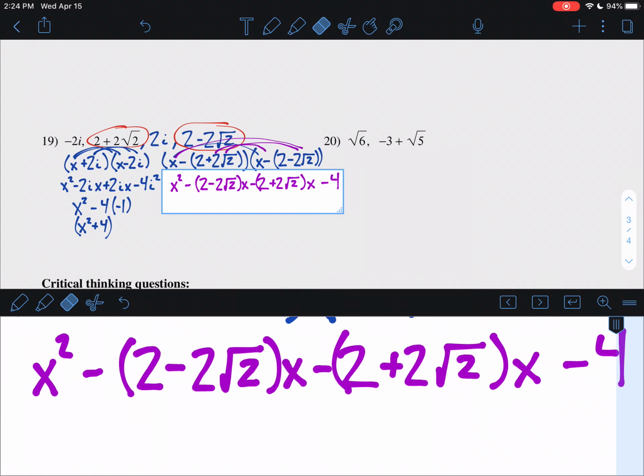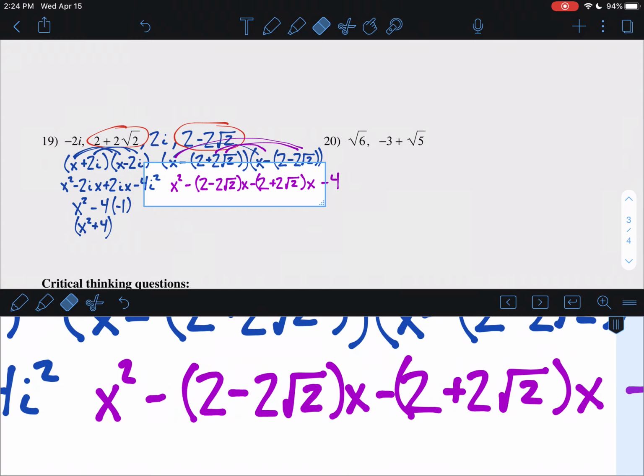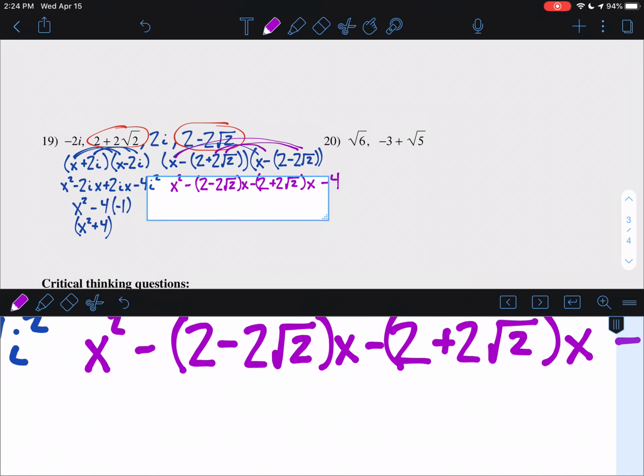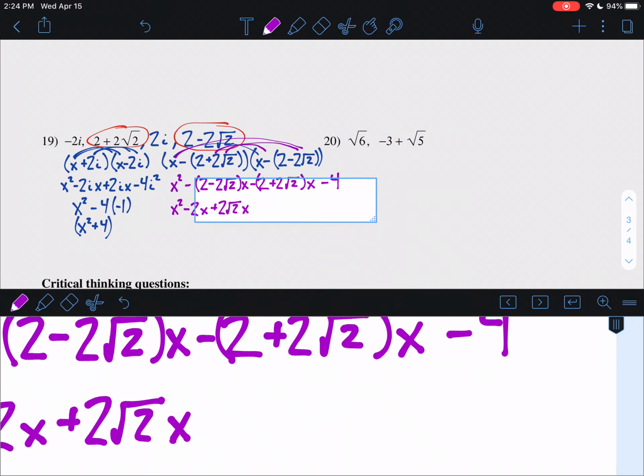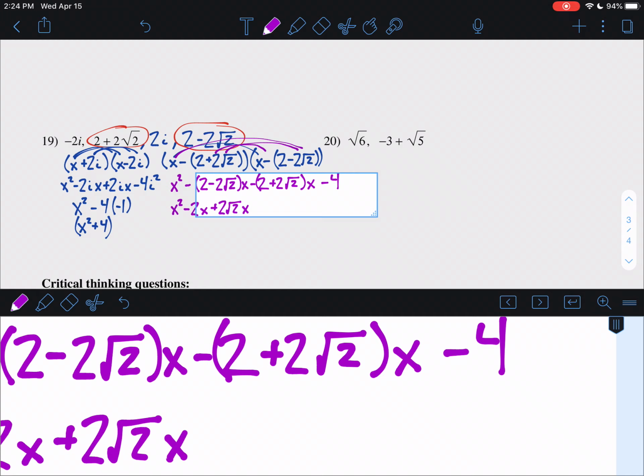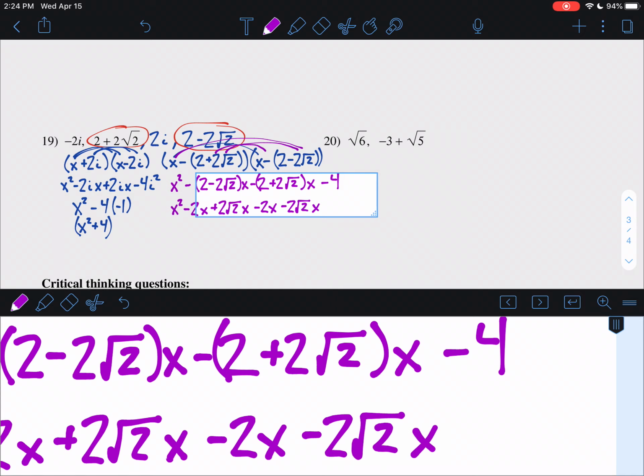So, let's see. What is going on with these negative 2 minus 2 square roots of 2? Let's see. So if I distribute this negative sign, that is going to get me x squared, and also distribute the x. So x squared minus 2x, plus 2 square roots of 2x, because it's a negative times a negative. And then I'm also going to distribute the negative and the x here. So I have minus 2x minus 2 square roots of 2x minus 4.